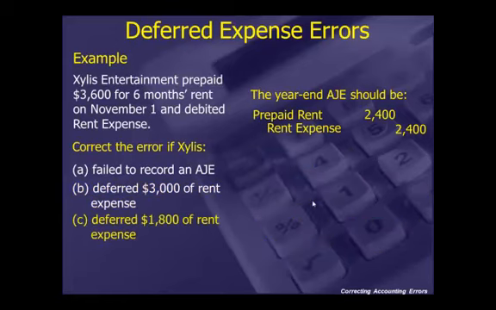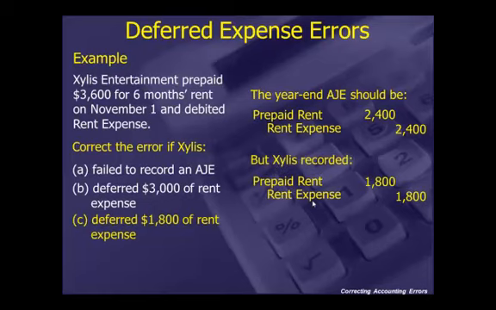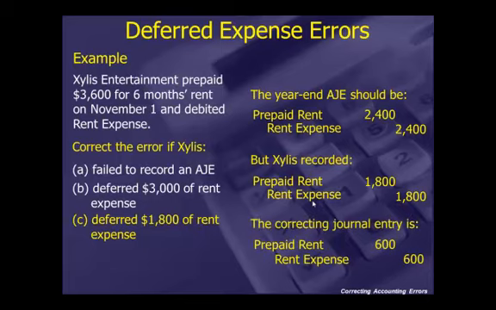Deferred $1,800 of rent expense. Well, prepaid rent and rent expense only have $1,800. They really need $2,400, so we need to debit prepaid rent and credit rent expense for an additional $600.